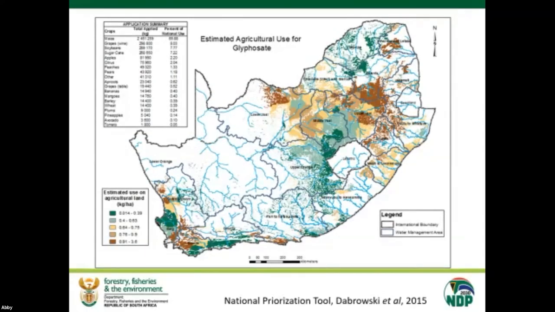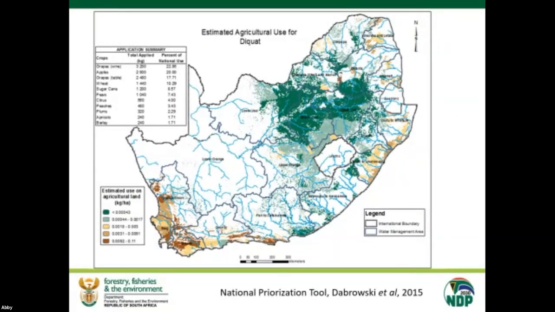Here you can see a map from the National Prioritization Tool from Dabrowski, the agricultural use of glyphosate in the country. So this is the concern with the glyphosate, hence the reason why we are trying to implement more biological control and reduce the amount of pesticides used by the department. The same applies here for the map from Dabrowski for the diquat.